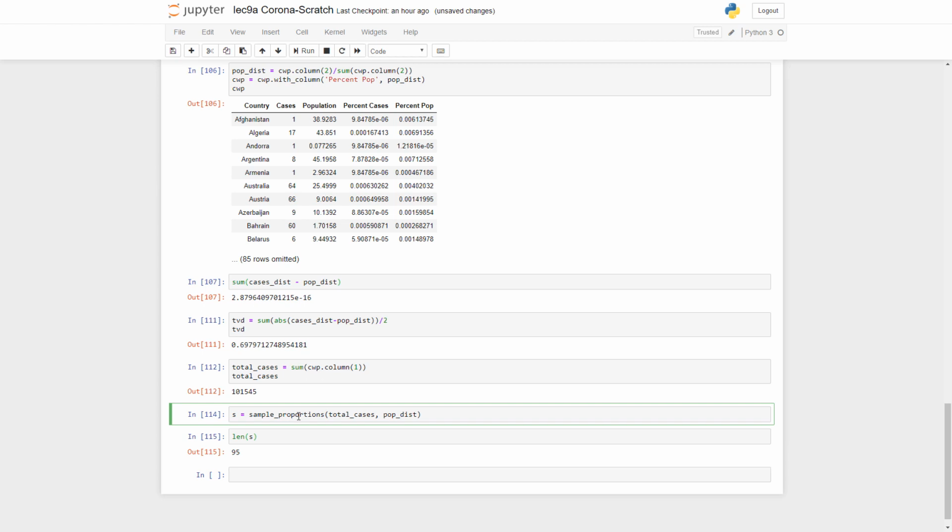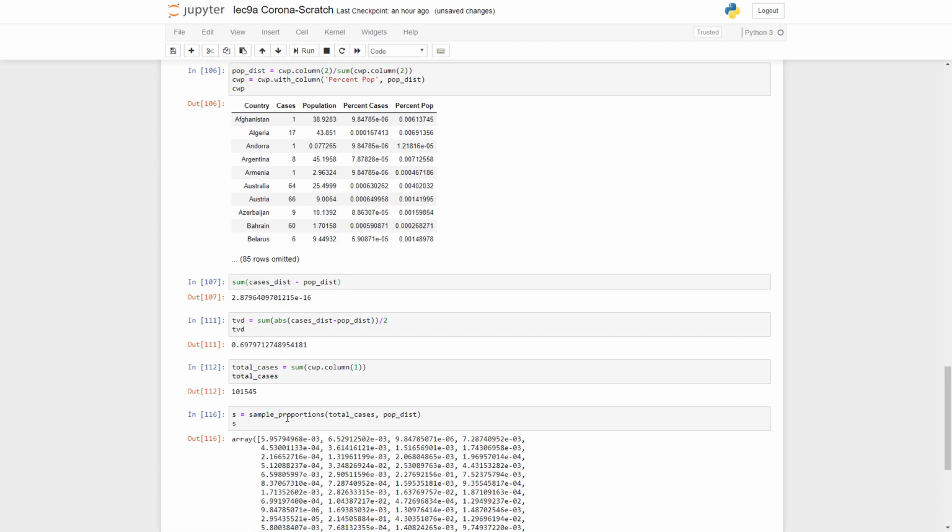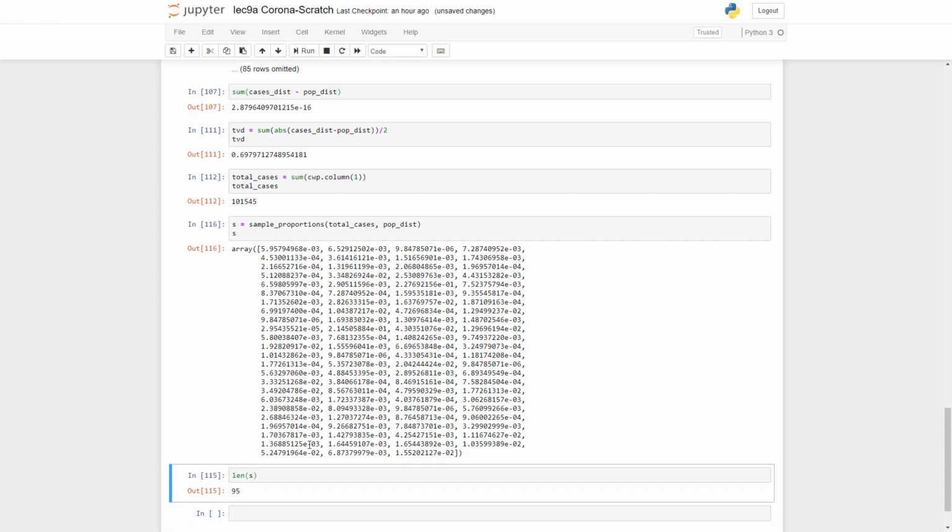We have a number, which is the proportion for each category, and the categories are the countries. So this is different from choice and sample that give us an array of length the sample size, because they give us the list of the sampled individuals. Here we just get the proportions or the distribution.